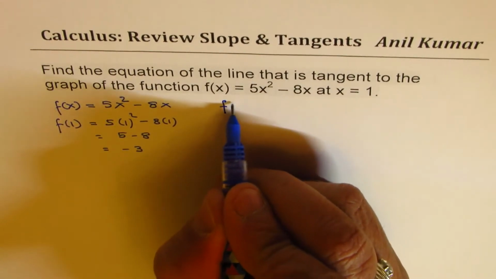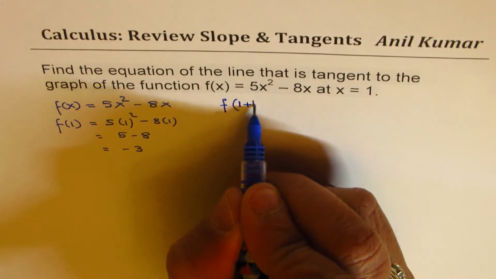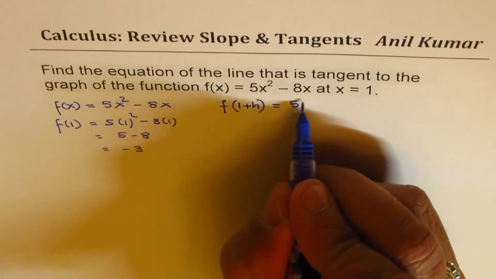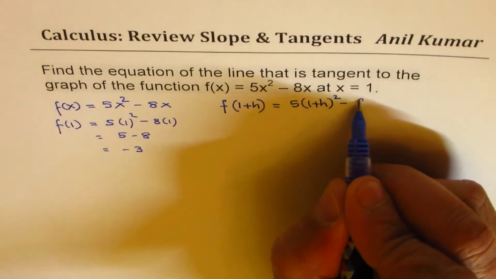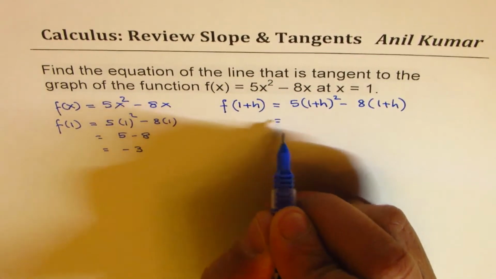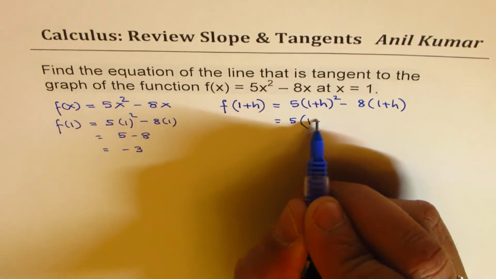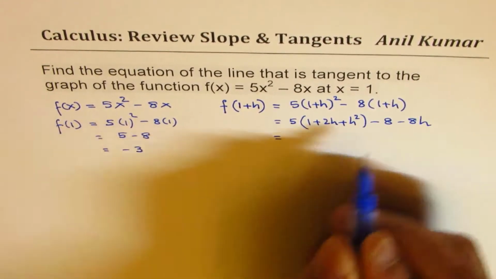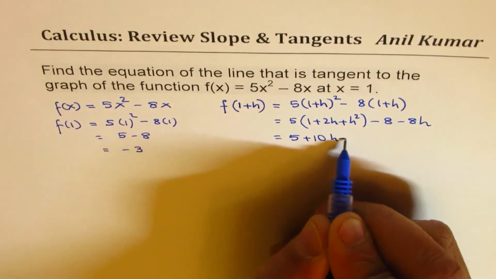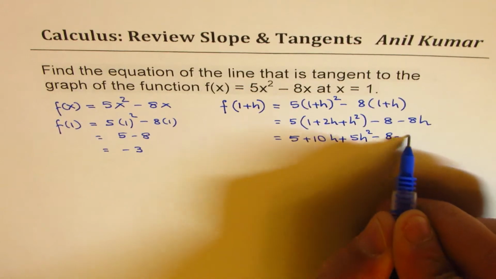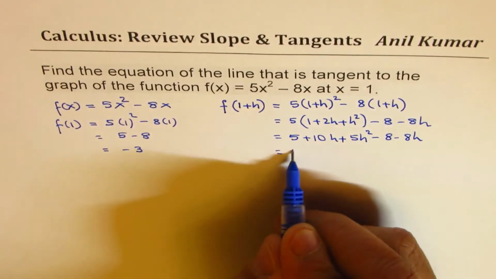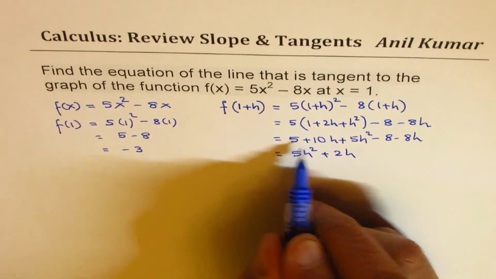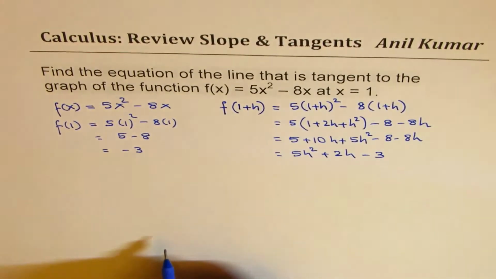Let us also find the value of this function at 1 plus h, right? Now at 1 plus h, we have to replace x with 1 plus h. So it becomes 5 times 1 plus h whole square minus 8 times 1 plus h. So that gives you 5 times 1 square is 1 plus 2h plus h square minus 8 minus 8h. So open the bracket now, we get 5 plus 10h plus 5h square minus 8 minus 8h. Simplify if you can. 5h square, 10 minus 8 is 2, so plus 2h, and 5 minus 8 is minus 3. That's what you get.